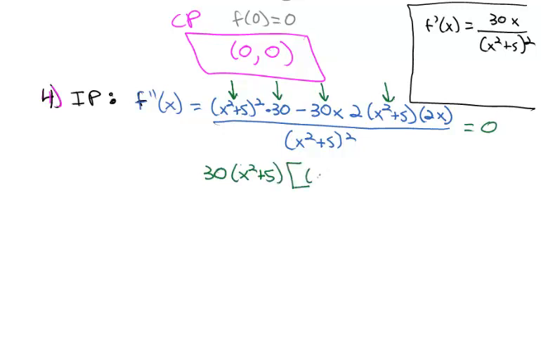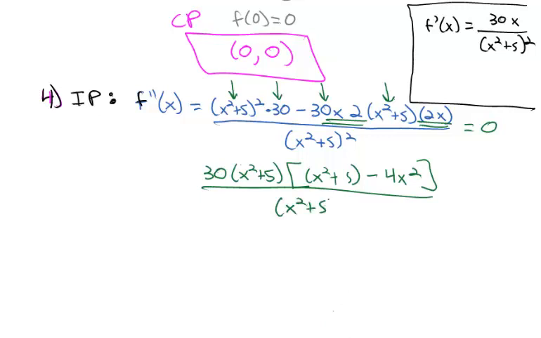When I do, I'm left with an x squared plus 5 minus 4x squared, multiplying the 2x by the 2x is the 4x squared, and then the other parts were factored out, over our denominator, x squared plus 5 squared equals 0. Which is nice because one of those x squared plus 5s can divide out with the denominator.